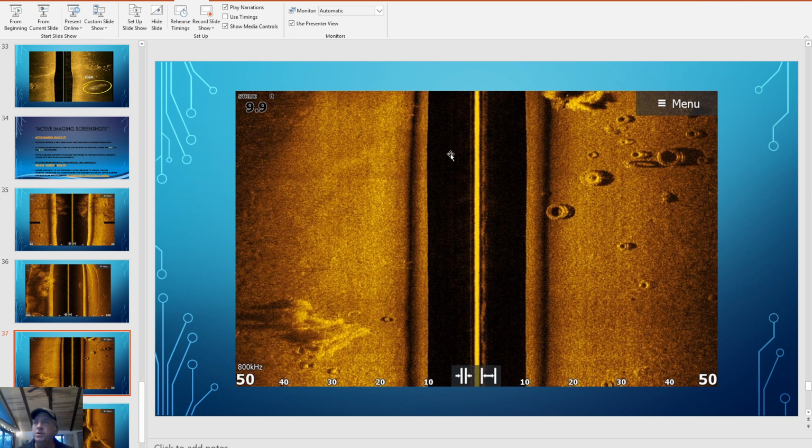This is just another one to show you the higher definition of the active imaging transducer and a bunch of tires that were littered on the bottom. Again, you can see this is a bigger tire casting a bigger sonar shadow, and it looks like some of these might just be rims, and this rim is probably standing on its side and casting a sonar shadow that looks just like that donut.